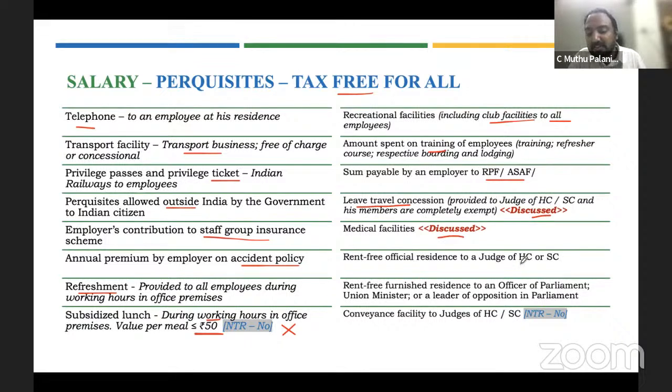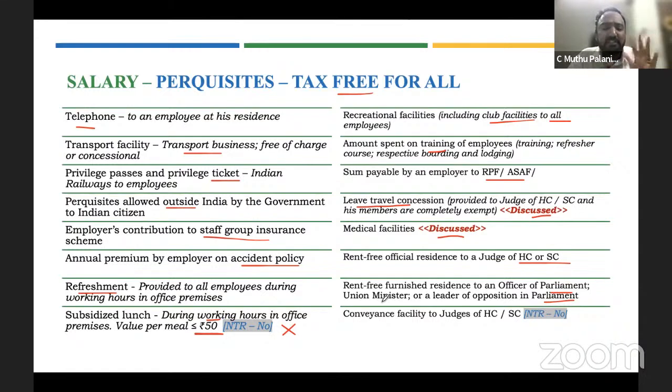Rent-free official residence to a Judge of High Court or Supreme Court. We already said providing accommodation is a taxable perquisite. But if it is provided to a Judge of High Court or Supreme Court, it is not taxable. It is tax-free. Rent-free unfurnished accommodation to an officer of Parliament, or Leader of Opposition in Parliament, or a Union Minister. So for all of them, if accommodation is given, then for example, you would have seen in various locations, in Chennai, you have it in Greams Road, you have it for ministers.